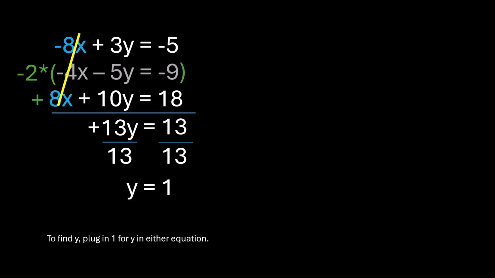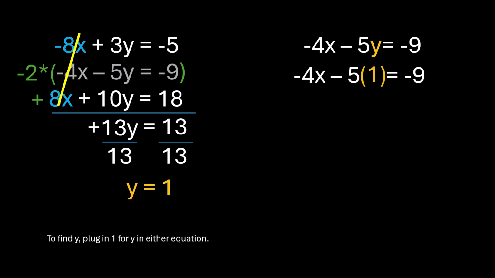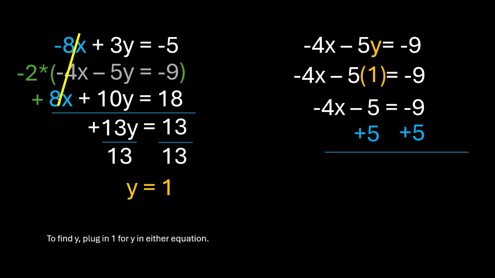I need to find out what x is, so I'm going to plug into either the top equation or the bottom equation, and I'm going to take y and replace it with 1. I'm going to solve for x, so that's going to give me -4x minus 5 equals -9. I'm going to add 5 to both sides. That gives me -4x equals -4. I'm going to divide both sides by -4, and that's going to give me x is equal to 1.